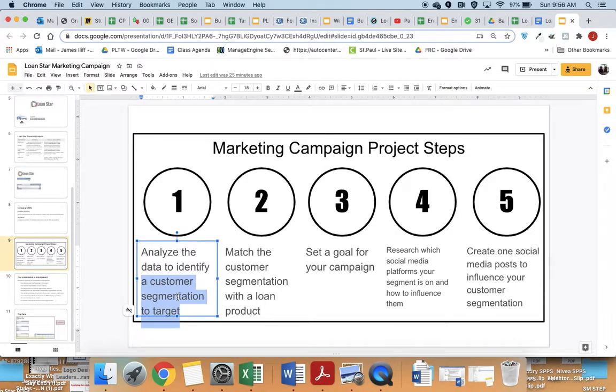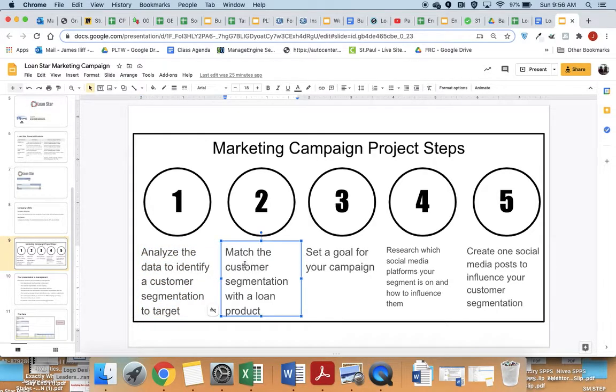You're not going to target everybody. You're going to hone in on a really specific customer segmentation to do your marketing. And you're not just going to guess at that customer segmentation. You're going to base that on some data. So that's really interesting. This is how marketing works. We rely on data to make our decisions.